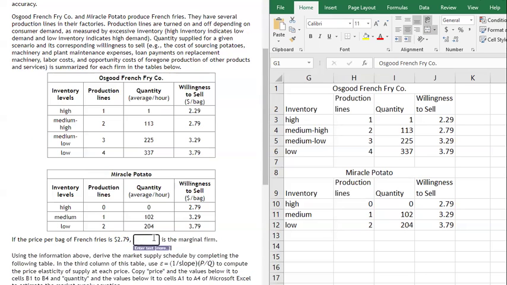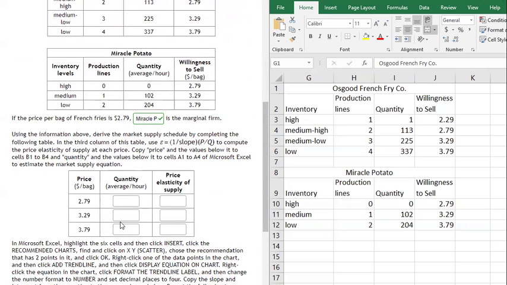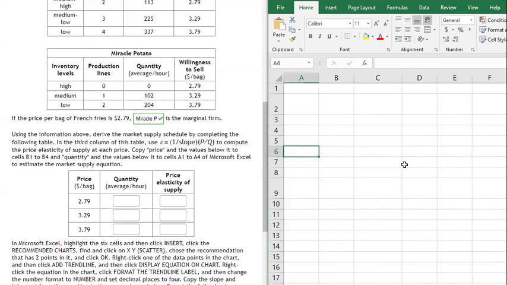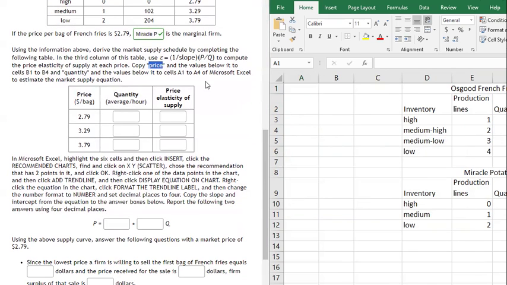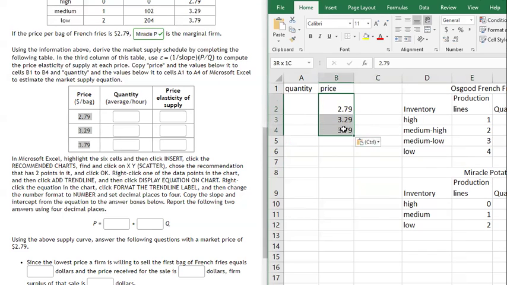Miracle Potato. We need to aggregate the information from these 2 tables into one. And this one uncompleted table here is what we call the market supply schedule. And we're going to use it to graph the market supply curve. We want to copy price to B1 and copy quantity to A1. And then the prices to B2 to B4.